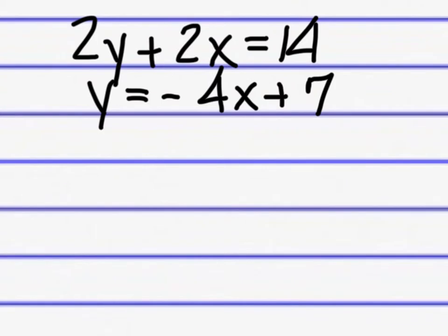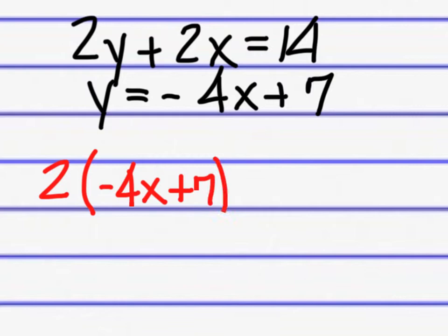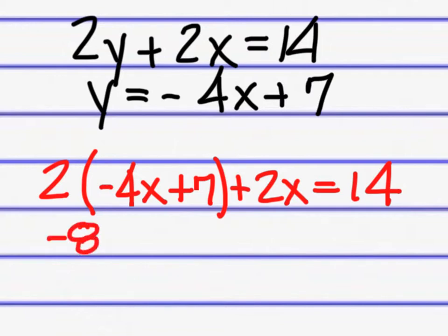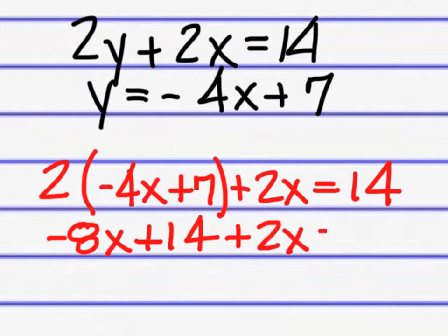We have negative 4x plus 7. That is equal to y. That means this expression can go in for this y. Instead of 2y, it is 2 times the quantity negative 4x plus 7. And then plus 2x equals 14. Distribute the 2 to get negative 8x plus 14 plus 2x equals 14.